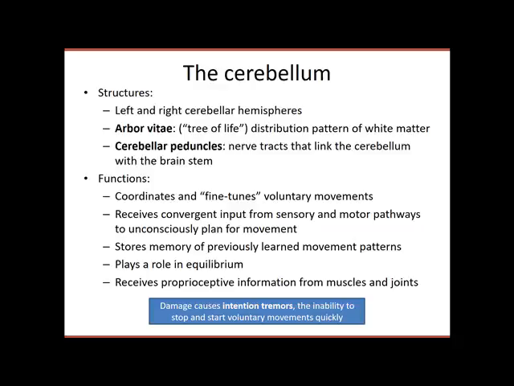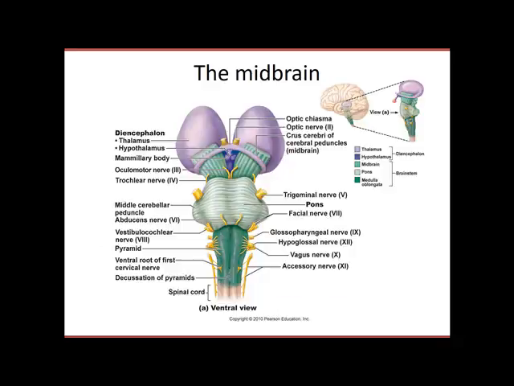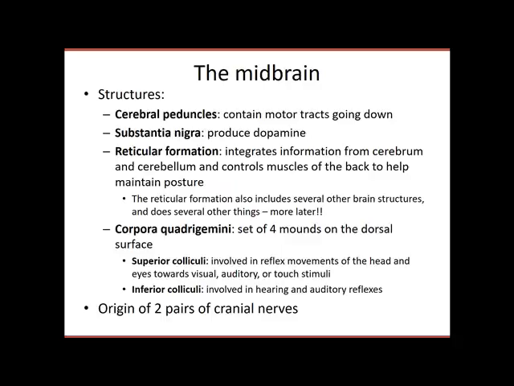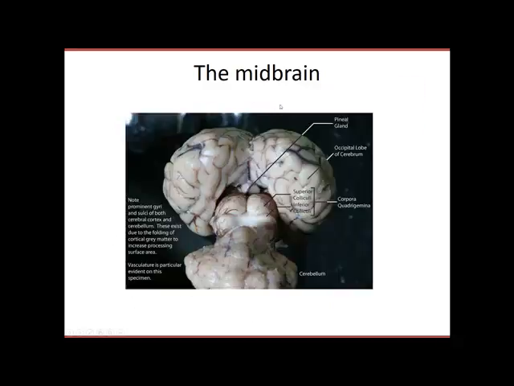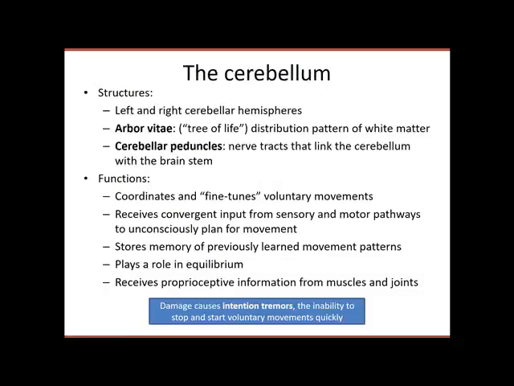But your cerebellum still has to project fibers, remember projection fibers, right? Still has to project fibers to other parts of the brain and down to the spinal cord. And the areas of the cerebellum where you project fibers are called the cerebellar peduncles. So to contrast, we had the cerebral peduncles that contain motor tracts from our cerebrum going down. And here we have the cerebellar peduncles that have motor tracts from the cerebellum going down through the brainstem.